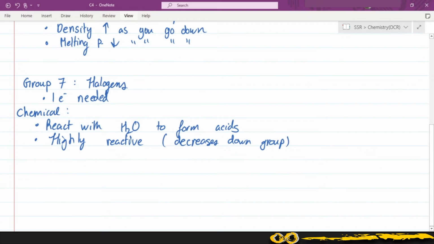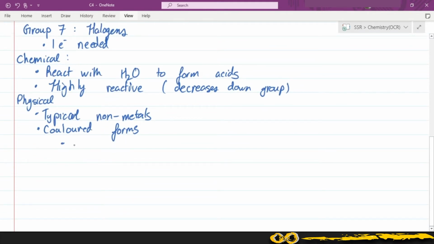In terms of their physical properties, you'll find that they are typical nonmetals. They're not very shiny. In solid form, they are brittle. They all have some form of colored form. So as you go down the group, what you will see is that fluorine is a pale yellow gas. Chlorine, underneath fluorine, is a pale green gas.